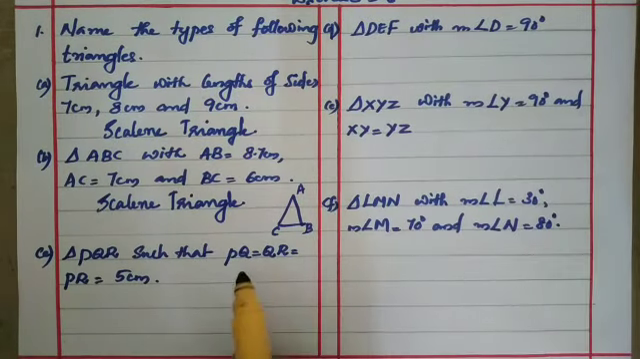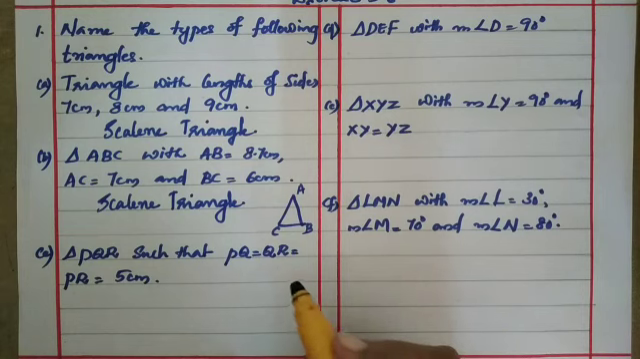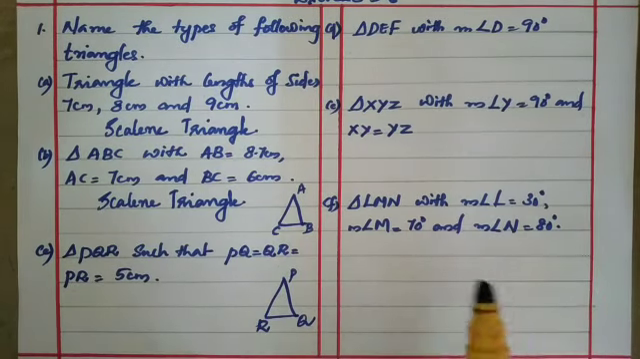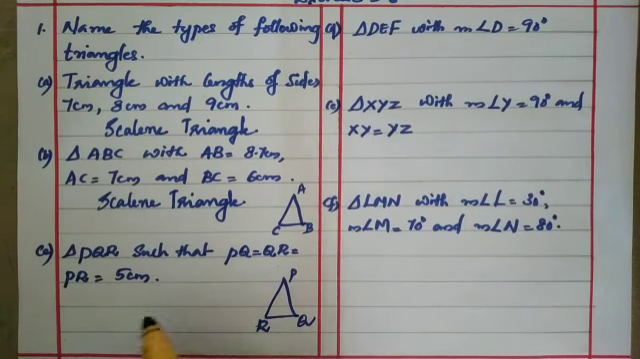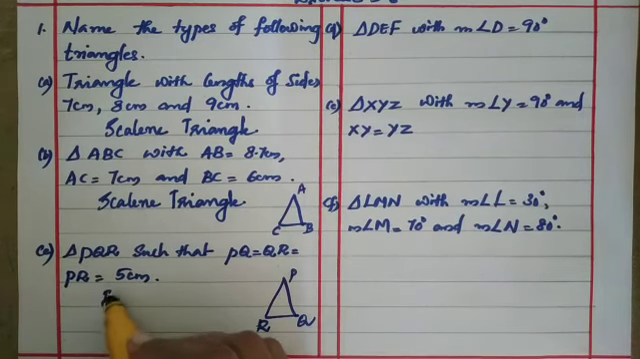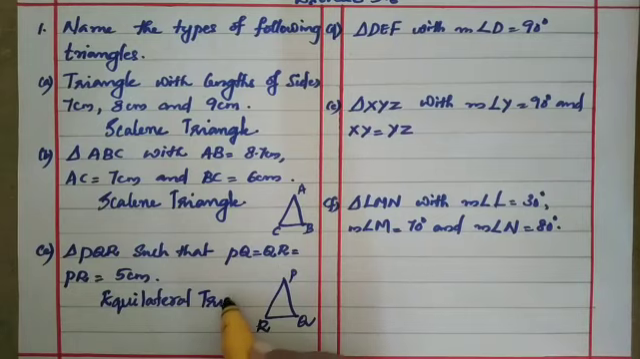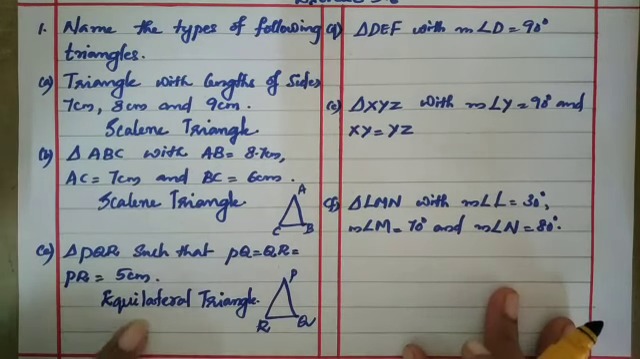Triangle PQR such that PQ equals QR equals PR equals 5 cm. So when you draw the triangle PQR, PQ is 5 cm, QR is 5 cm, PR is also 5 cm. So a triangle having all its sides and angles equal is called an equilateral triangle. Okay, all of you carefully study the spelling of all the triangles. Equilateral triangle.